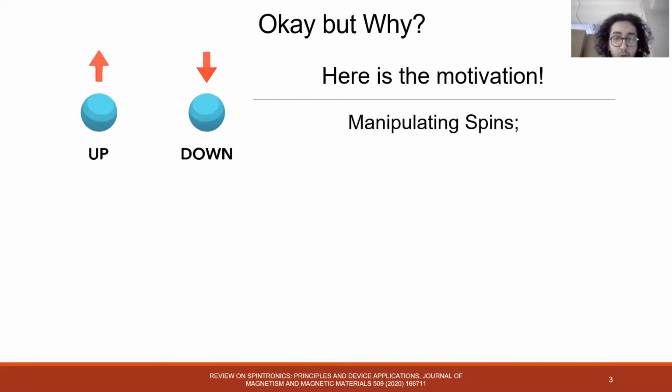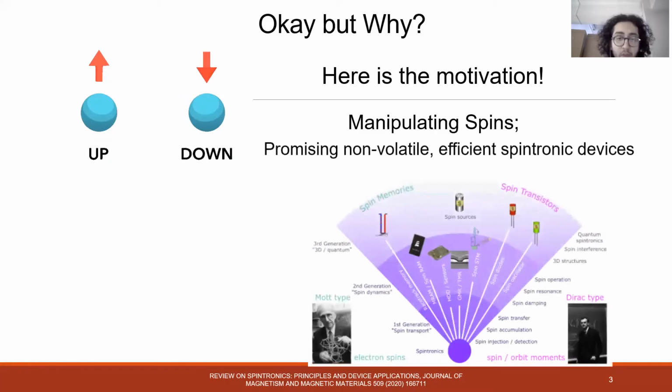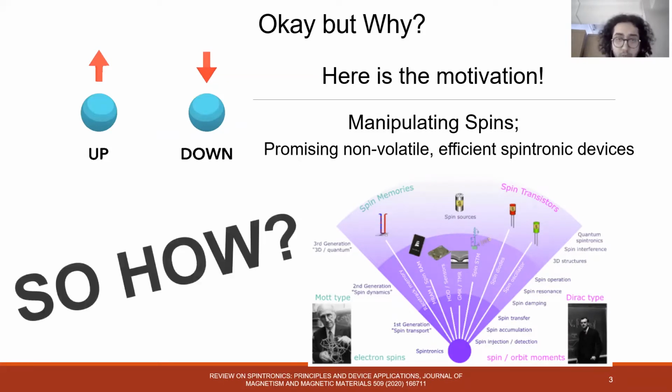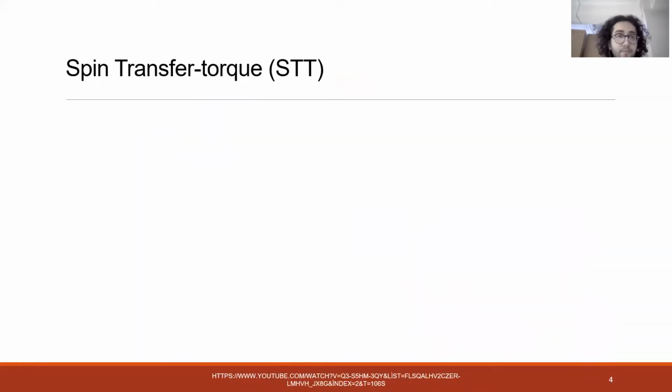Here is a tool, what we call spin torque. And spin torque-based devices are going to be non-volatile and more efficient than conventional electronic devices, since there is no threshold for charge level. So how can we manipulate the spins? Spin transfer torque is one of the ways. So how does it work?